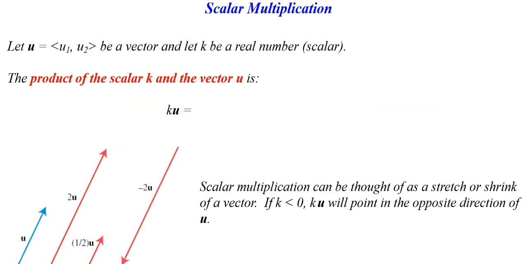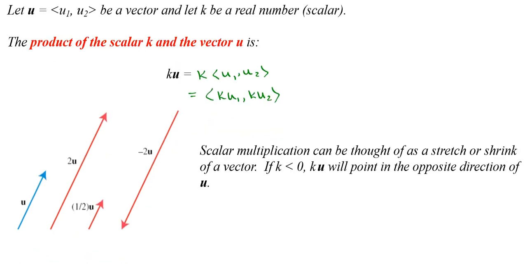Okay, the next thing we want to be able to do is what we refer to as scalar multiplication. If we have a vector u sub 1, u sub 2, and k is a real number, and we want to multiply that scalar value k by the vector, this is going to be k times the vector u sub 1, u sub 2. All we do is take the scalar value and multiply it times both of the components. So this is k times u1 and k times u sub 2.